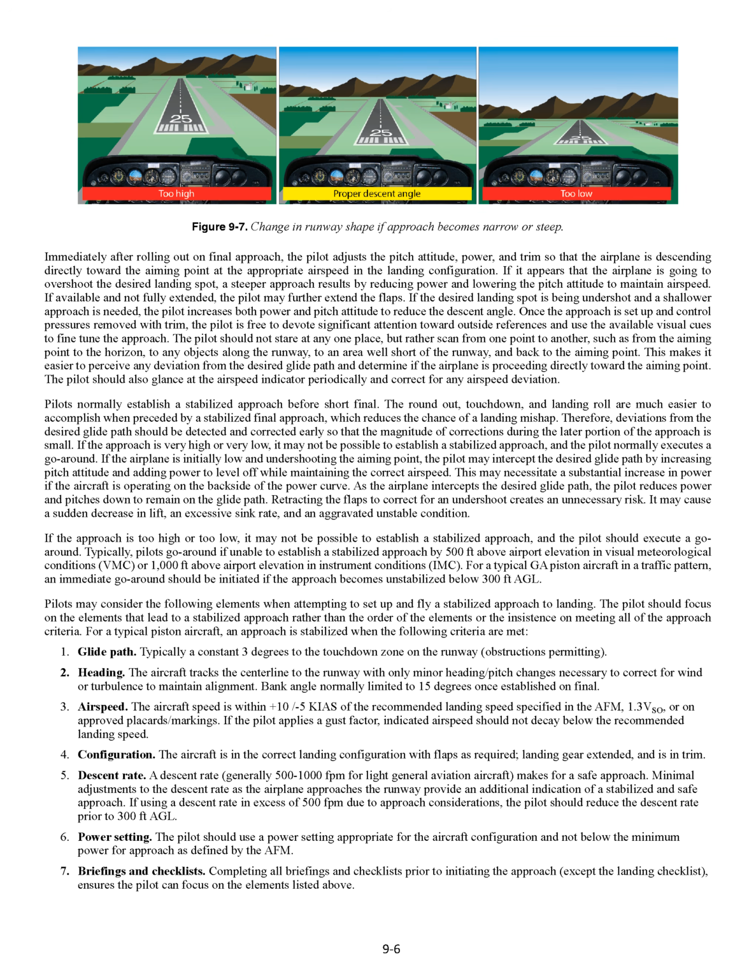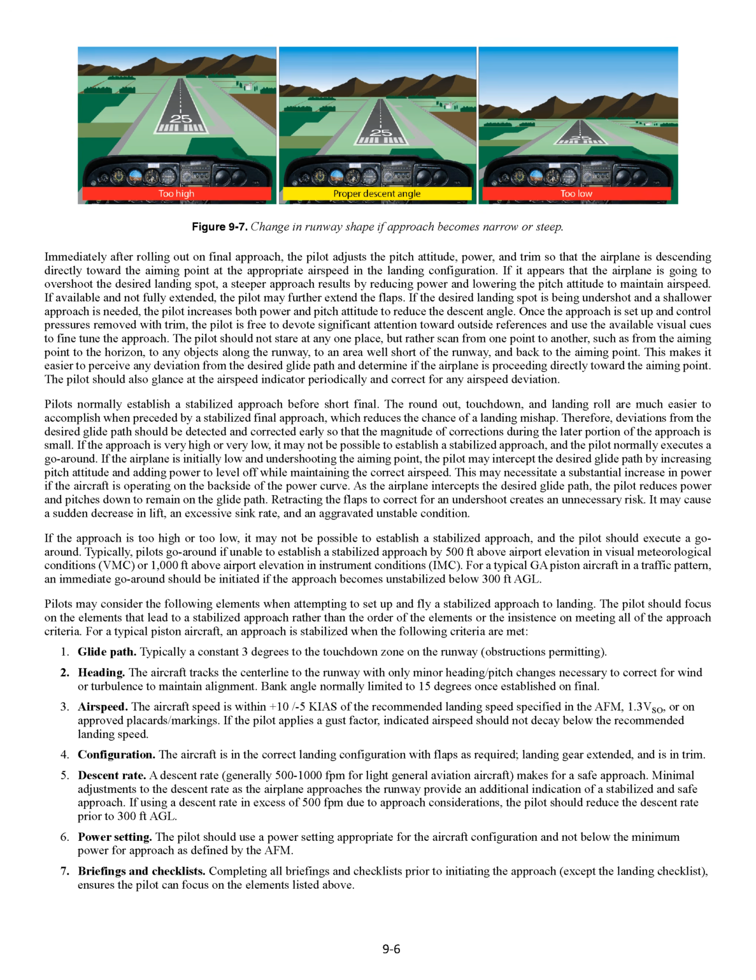4. Configuration. The aircraft is in the correct landing configuration with flaps as required, landing gear extended, and is in trim. 5. Descent rate. A descent rate, generally 500-1000 FPM for light general aviation aircraft, makes for a safe approach. Minimal adjustments to the descent rate as the airplane approaches the runway provide an additional indication of a stabilized and safe approach. If using a descent rate in excess of 500 FPM due to approach considerations, the pilot should reduce the descent rate prior to 300 feet AGL.